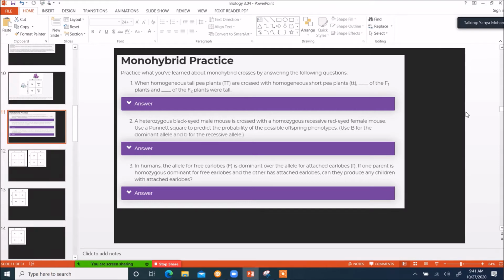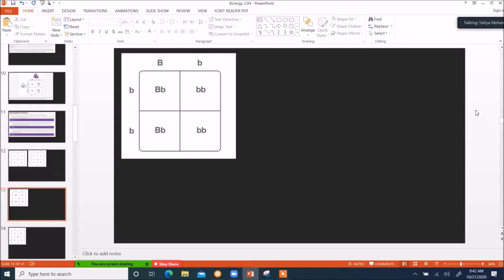Then the second one says homozygous recessive red-eyed female mouse. So this one is going to have lowercase b's. So let's take a look at what that's going to give us. On the top we have capital B, lowercase b, and then on the side, lowercase b. So when we combine them, we get these different kinds of possibilities.